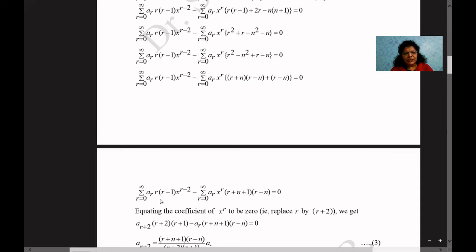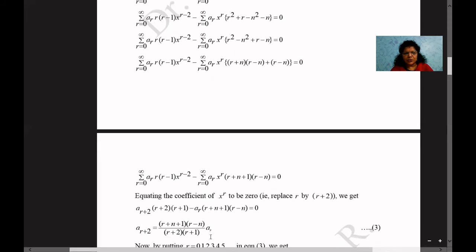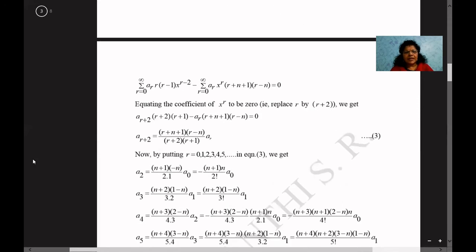So what is the coefficient of x power r here? a r plus 2, into (r plus 2 minus 1), which is r plus 1, minus of ar, (r plus n plus 1) into (r minus n). We have obtained this. From here I am going to write the a r plus 2 term. Bringing the negative term to the other side, it will be positive. That is, a r plus 2 equals (r plus n plus 1) into (r minus n) divided by these two factors, (r plus 2) into (r plus 1), into this ar. This is the recurrence relation.